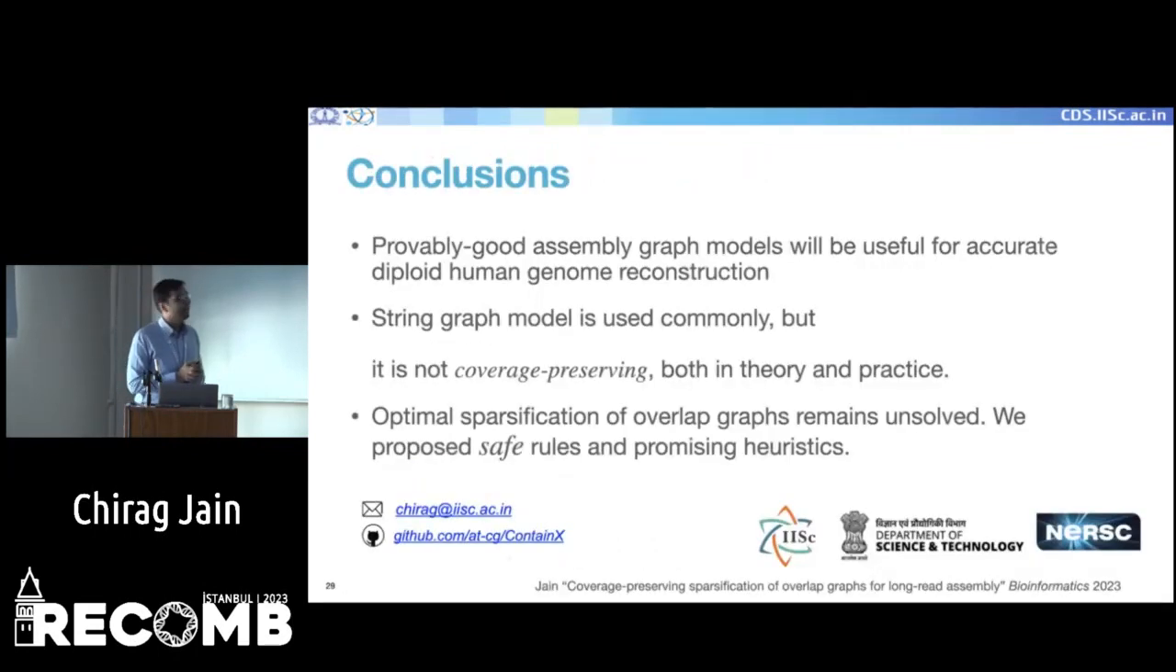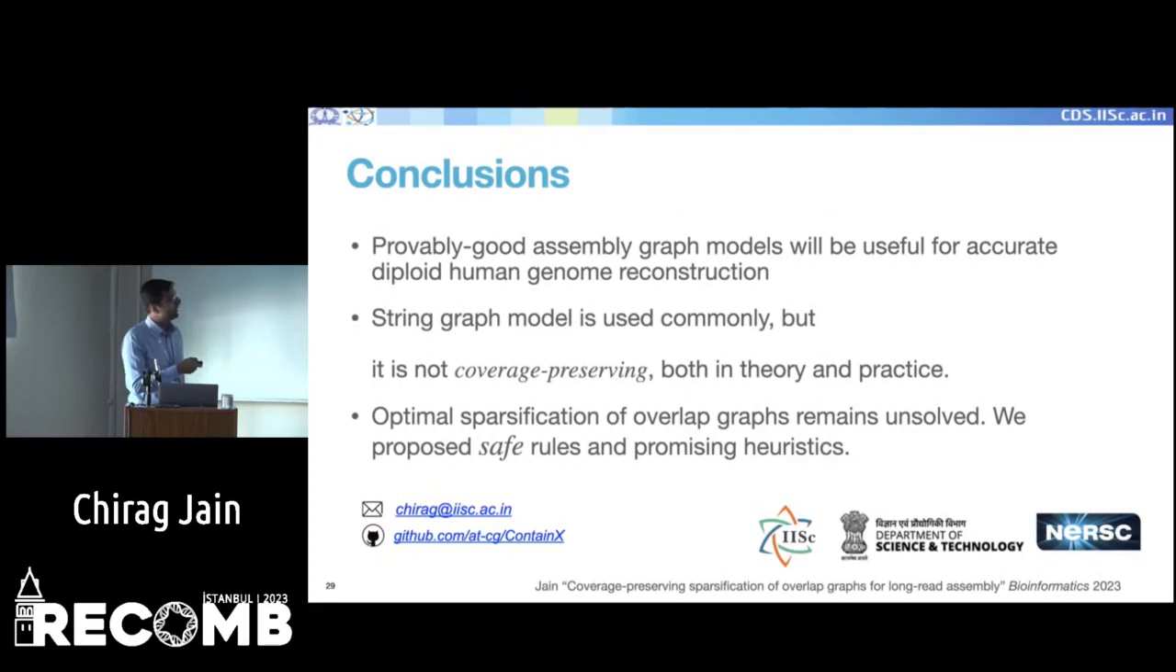So finally, I'll conclude by saying that the provably good assembly graph models will be useful for accurate diploid human genome reconstruction. I showed you that the commonly used string graph data structure is not coverage preserving both in theory and practice. Especially, my results were only focused on diploid genomes, but if you go to polyploid genomes or cancer genomes, this issue is more likely to occur because there you have multiple copies, and in case of cancer, you have mixed populations.